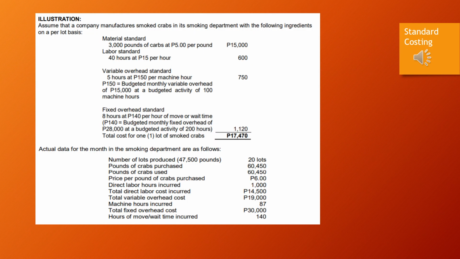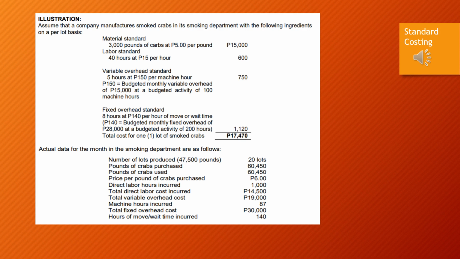So we have here an illustration to furtherly understand the different types of variances. Okay, so assume that the company manufactures smoked crabs and its smoking department with the following ingredients on a per lot basis. So on this portion, we have the standards or the predetermined, and below are the actual data for the month. So the standards and the actual data will be compared later on for us to know the different variances and the possible causes of those variances.